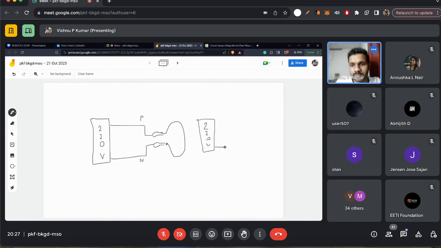So there is an earth which is connected to the ground, right? Suppose this is the ground level. Someone is standing, and they are touching the 220 volt source. Suppose this is a human being, and he is touching the phase only.